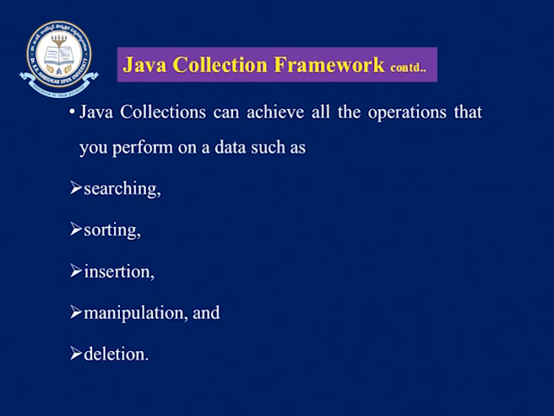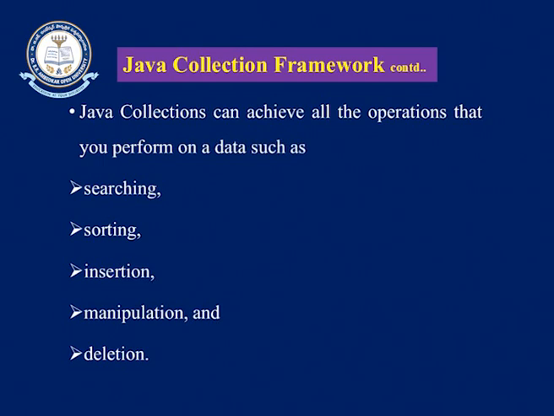Sorting operation: if you want to sort any unsorted data in any sorting order, like ascending order or descending order, you can use this Java collection framework. If you want to insert elements, manipulate existing elements, or delete any existing elements, these are a few of the operations. You can do a lot more operations other than these. You can implement all these operations with the help of the Java collection framework.